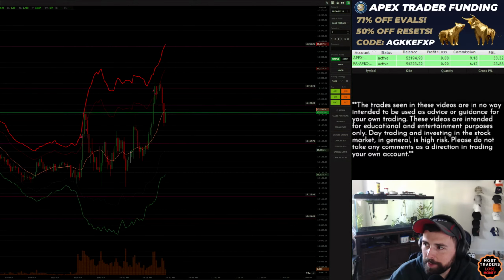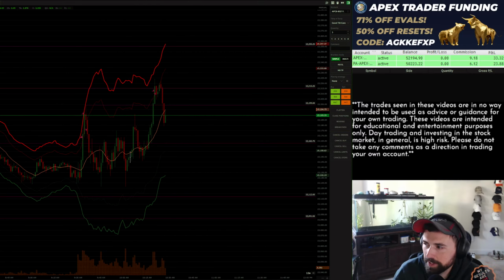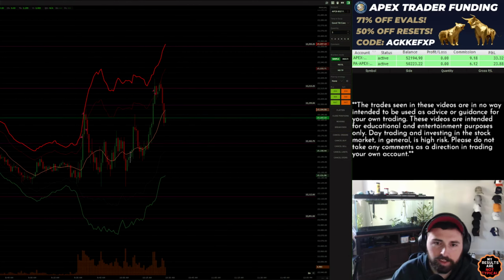I am trading MNQ. This is the micros. I was trading the minis, and I just realized for the 50K Apex accounts, the minis are brutal. It's just the swings are too much for those accounts.